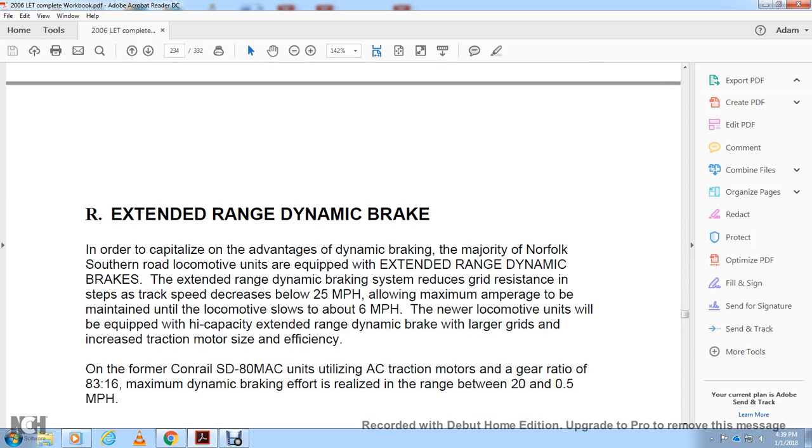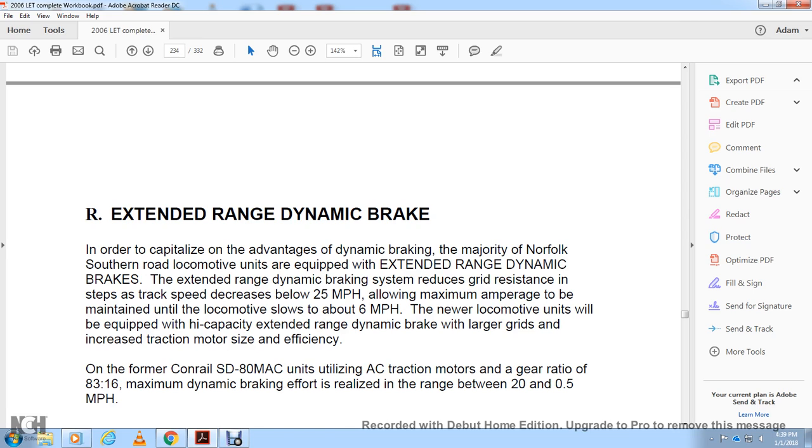Alright, extended range dynamic braking. In order to capitalize on the advantage of dynamic braking, the majority of Norfolk Southern Railroad locomotives are equipped with extended range dynamic brakes. The extended range dynamic braking system reduces the grid resistance in steps as speed decreases below 25 miles an hour, allowing the maximum amperage to be maintained until the locomotive slows to about 6 miles an hour.